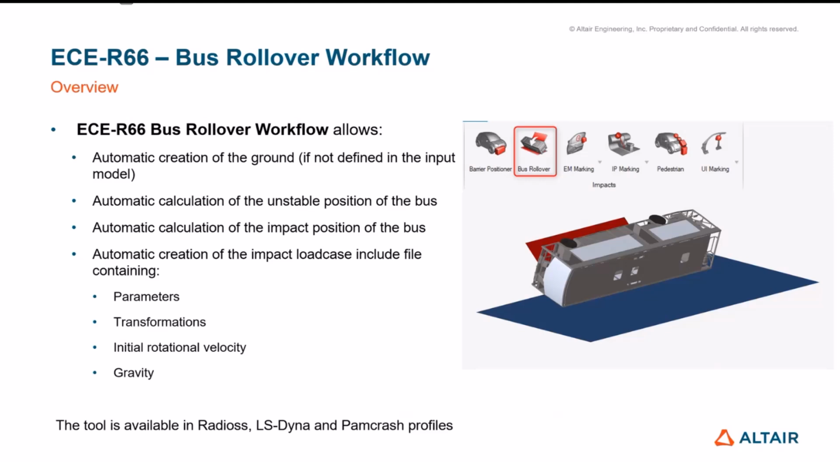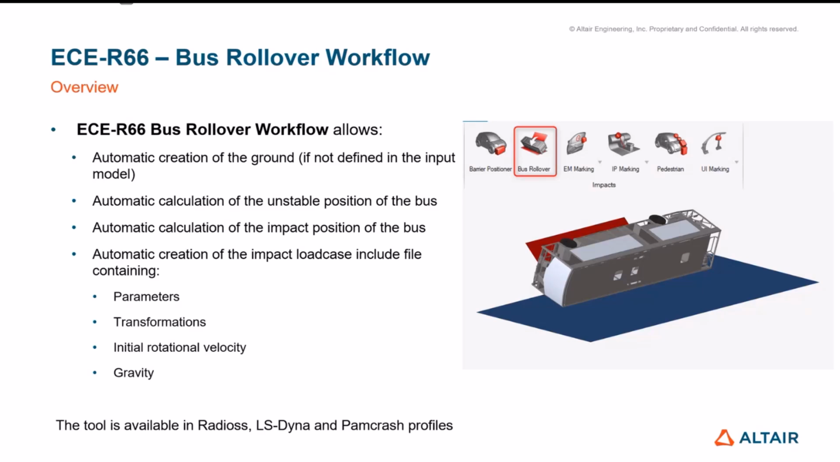For that, the workflow automatically calculates the unstable position of the bus and the platform. It also automatically calculates the impact position of the bus just above the ground, and you have an option to create or not the ground. If it is not already predefined in the model, you can let the tool create the ground, and that's pretty cool. So basically, you get at the end of the workflow an include file which defines the load case.